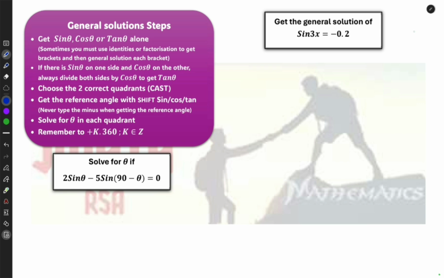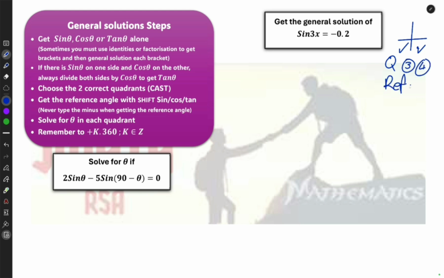Okay. Then I need to get the quadrants. So I can see there's a minus on the other side. Therefore, I can just quickly do a little CAST diagram and check where sine will have a negative answer. And that's quadrant 3 and quadrant 4. So when I write down the quadrants and the reference angle, I can say I'm going to work in quadrant 3 and in quadrant 4.